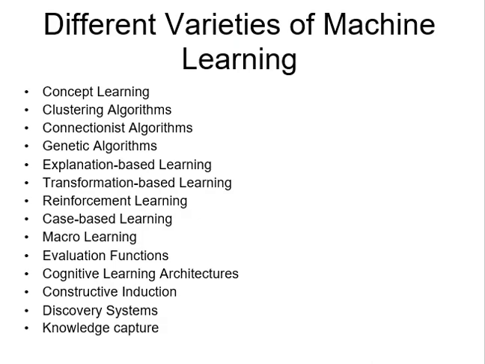Now let us see the different varieties of machine learning. There are various varieties of machine learning. Let us see some of them. There are concept learning, clustering algorithms, connectionist algorithm, genetic algorithms, and then explanation based learning, transformation based learning, reinforcement learning, case based learning, and then macro learning, and then evaluation functions, cognitive learning architectures, and constructive inductions, and then discovery systems and knowledge capture. So these are the different varieties of machine learning which are available in today's world.